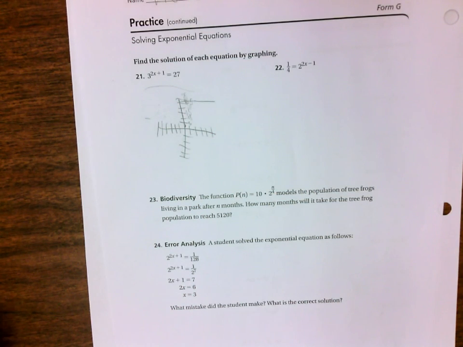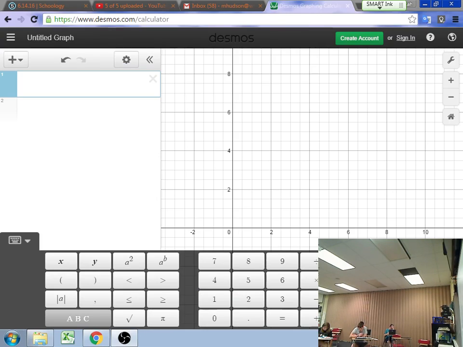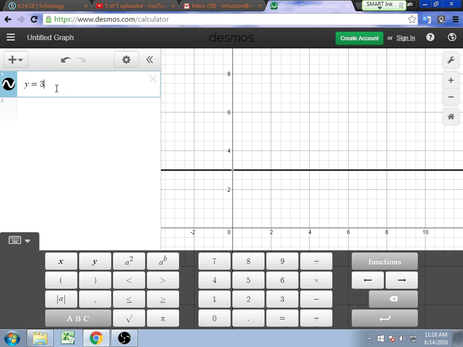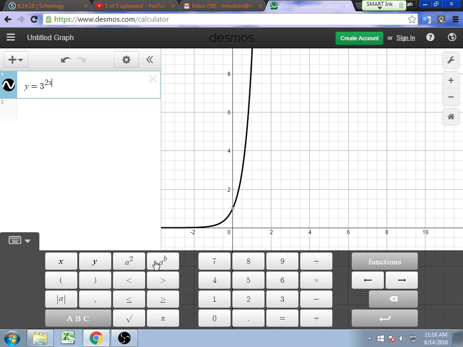So I'm going to switch over, not webcam, sorry about that, guys. So if I have Desmos here, I can type in 3 to the 2x plus 1, but it has to know what I'm trying to say. So I just go ahead and say, okay, y equals 3 to the 2x plus 1. So 3 raised to the 2x plus 1. So here's the line of that graph.